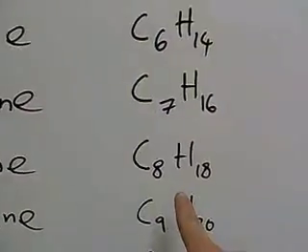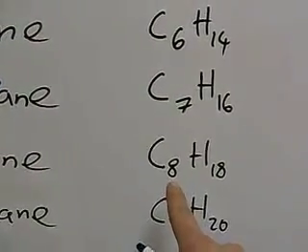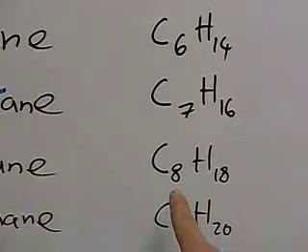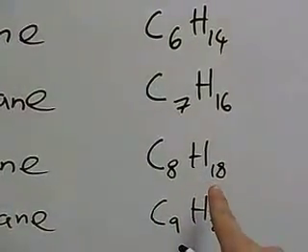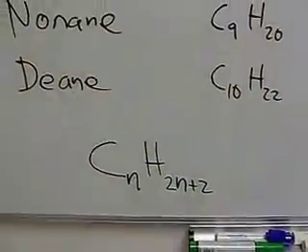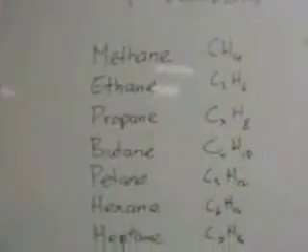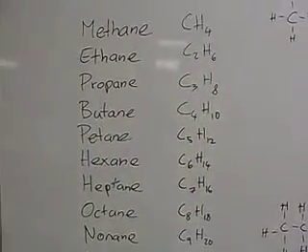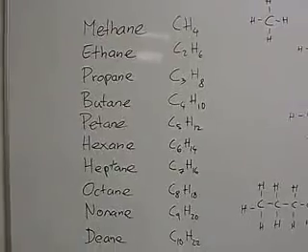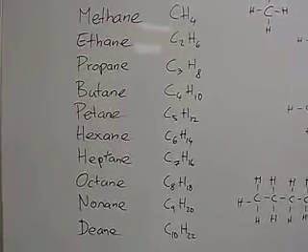For example, octane, 8 carbons, so 8 times 2 is 16, plus 2 is 18. That's how I can remember the number of hydrogens. Or you can just draw the structural formula and then count the number of hydrogens. Again, these are the 10 basic hydrocarbons: methane, ethane, propane, butane, pentane, hexane, heptane, octane, nonane, and decane.